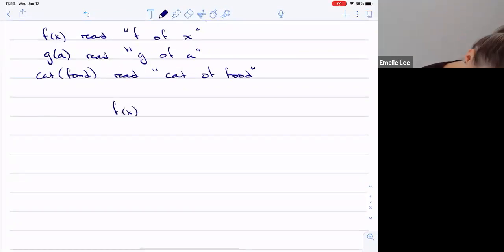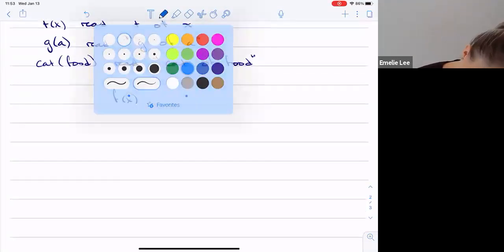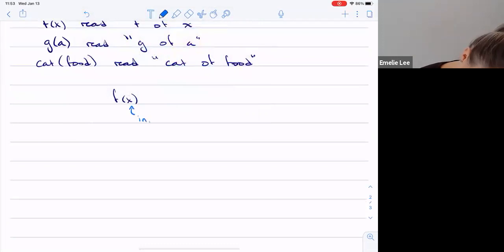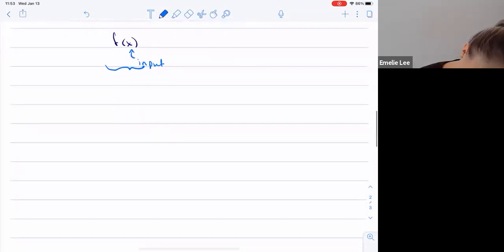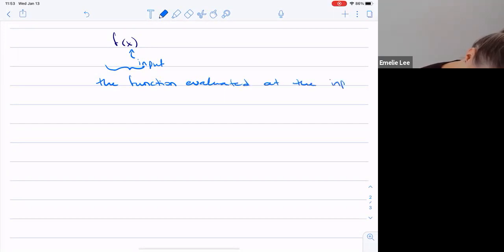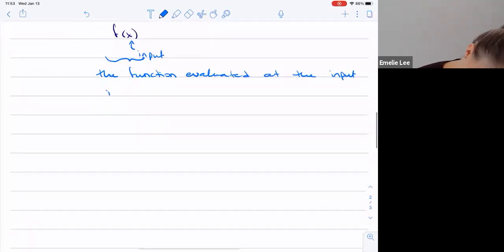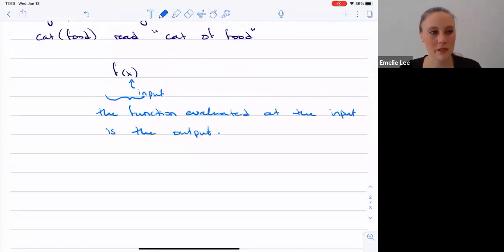So if you have f of x, right, this here is the input, and then the function evaluated at the input is the output.